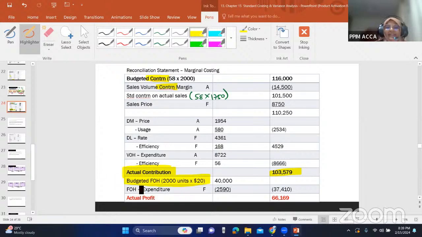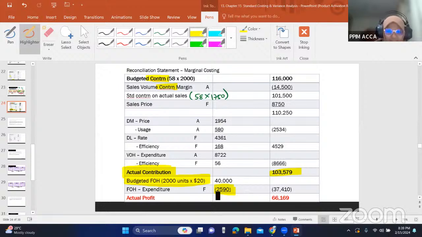Then we will anyway have fixed overhead expenditure. No volume variance is going to be there. Expenditure you will definitely have. So that it's a favorable variance. We will put it over here. Okay, now you might have a question. Why are we deducting a favorable variance? It should be there because usually if the variance is adverse only, we will deduct. But this is the only situation where we are deducting a favorable variance.